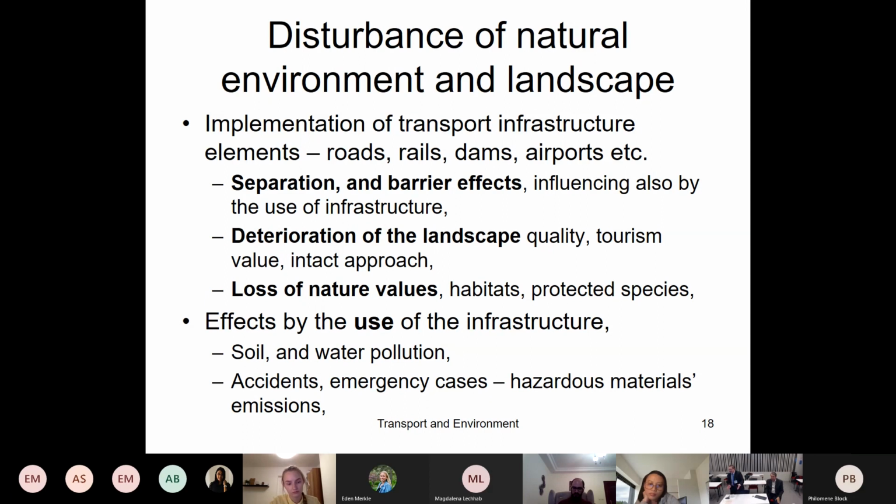Because a highway is like a Chinese wall there. Those who are on one side cannot cross to the other, otherwise we will see those photos, and that is really happening, killing those animals which are crossing. So what do you think? What could be the solution? Elena?